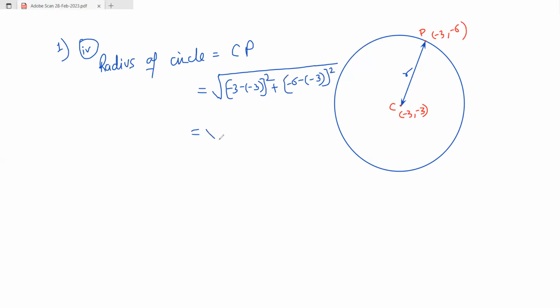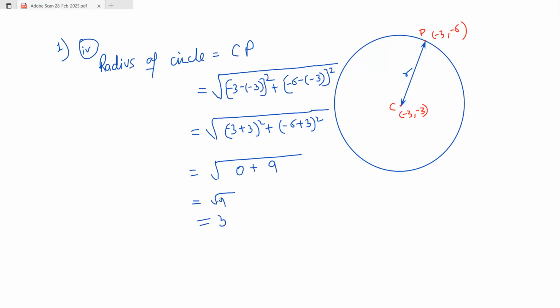So what do I get? I get square root of, this becomes -3 plus 3 square plus -6 plus 3 square. So this becomes 0 square. So square root of 0 square is 0, plus -3 square is 9. This is -3 square, that is 9. Square root of 9 is 3. So I got the radius. See here, I got the radius as 3. Can I now get the equation?